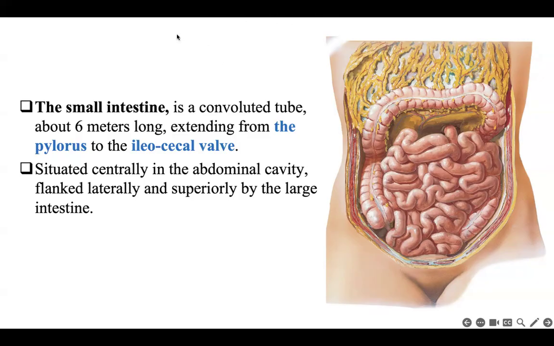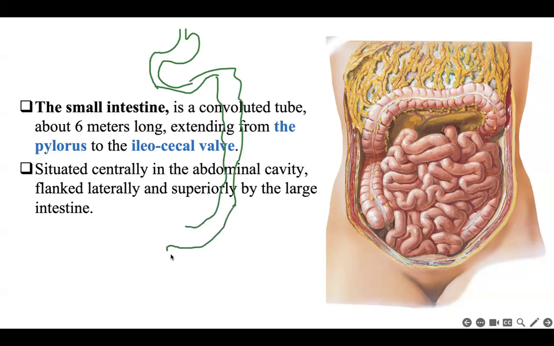If you remember, the small intestine starts from the stomach, and this is the duodenum, C shape. Then after the duodenum, it is the jejunum and the ileum, and the ileum will terminate in the large intestine in the cecum. This is the cecum.